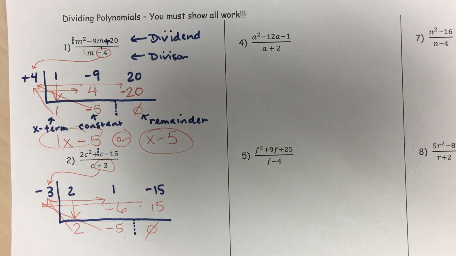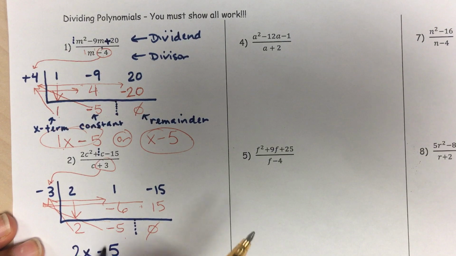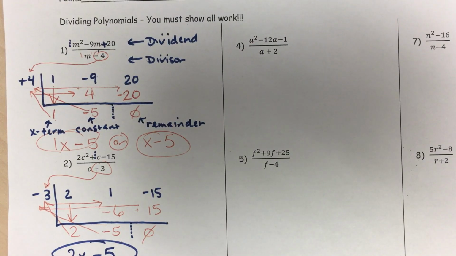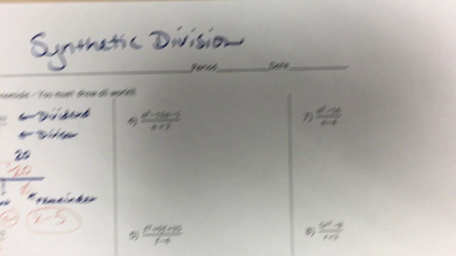Once again, no remainder. What's my answer going to be? Don't forget to put an x back on that term. My answer is going to be 2x minus 5. No remainder. Okay? Let's do an example with a remainder. Here we are.